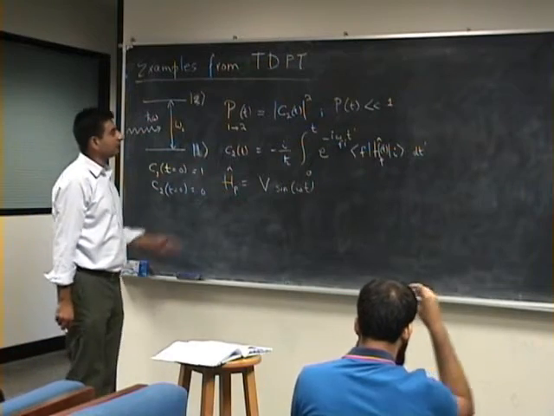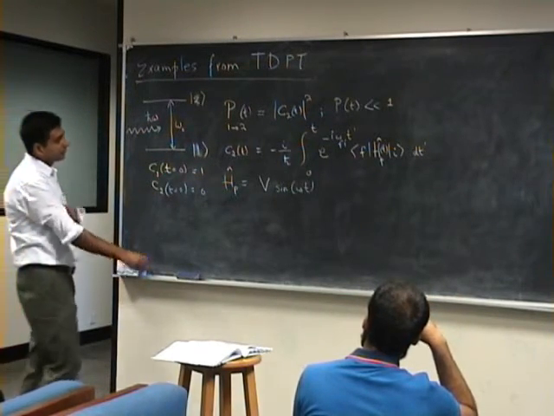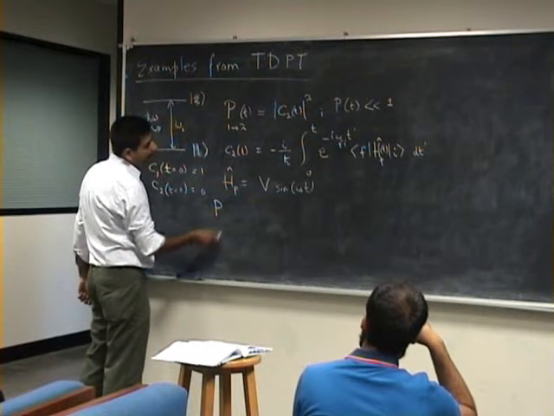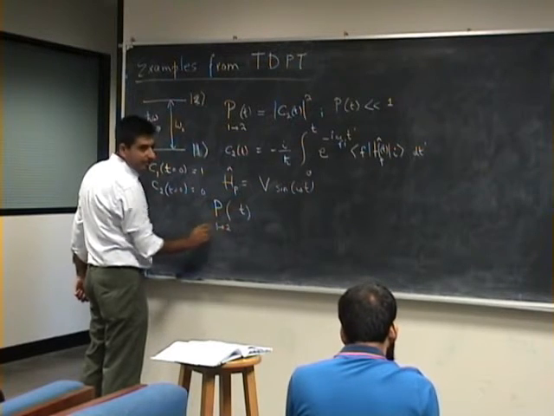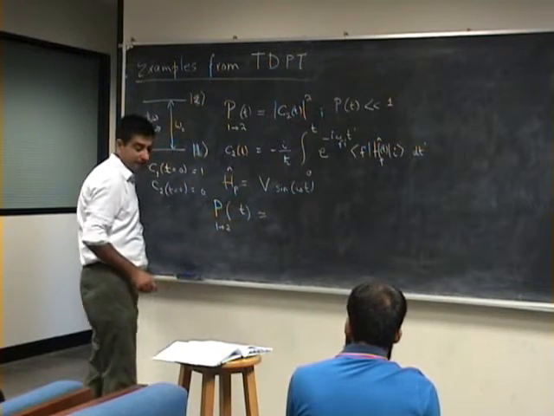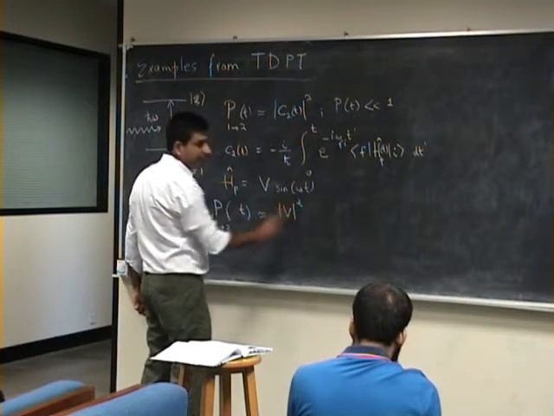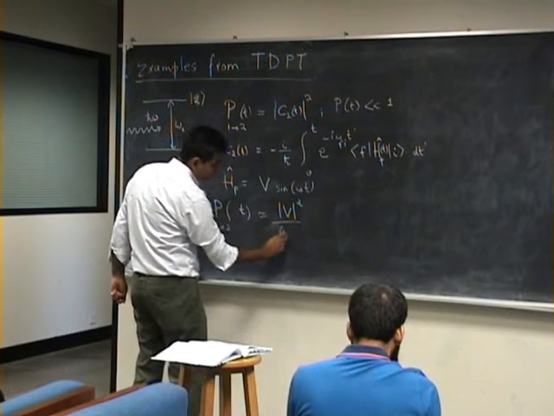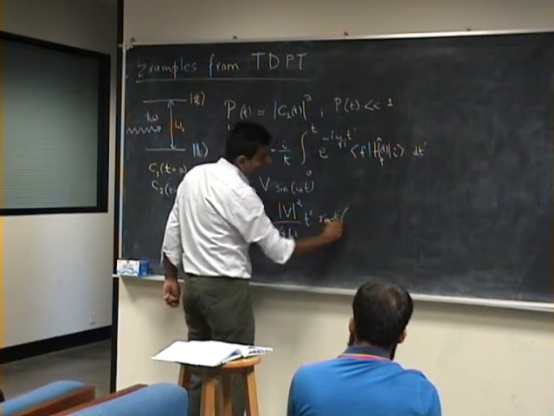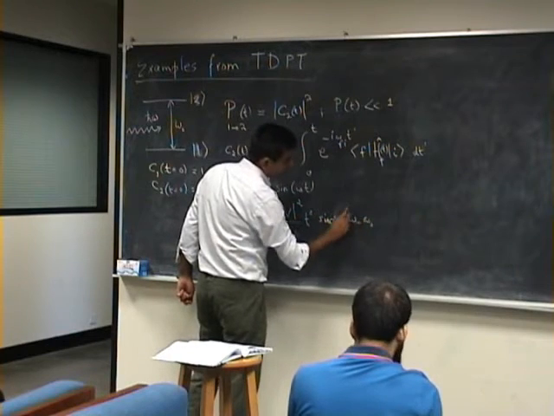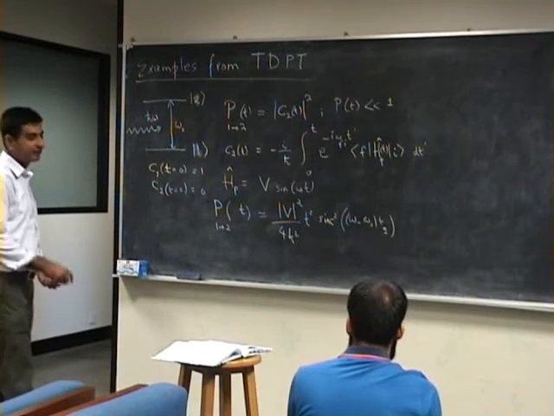So for such a case, which we call the sinusoidal perturbation case, we also found that the probability as a function of time of going from 1 to 2 is approximately given by V modulus squared over 4 h bar squared, t squared sin squared of (omega minus omega naught) t by 2. Right? We derived this in a previous lecture.